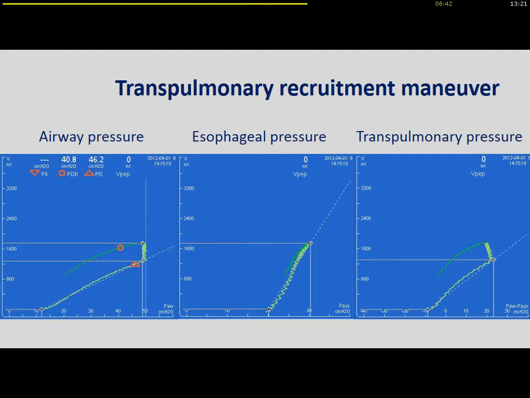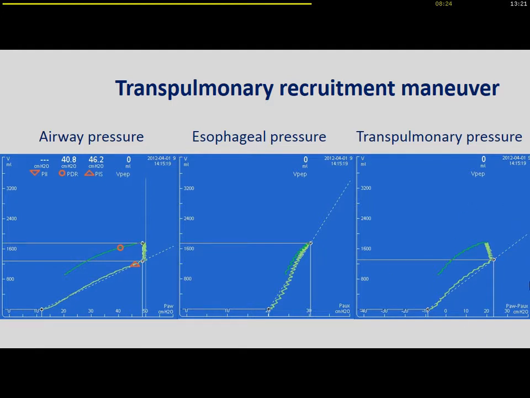We want to recruit as much as possible, but we don't want to harm the lung by applying too much transpulmonary pressure. So I think we should target a transpulmonary pressure around 25 centimeters of water, which is probably enough to recruit the collapsed lung, but not too much to injure the lung.